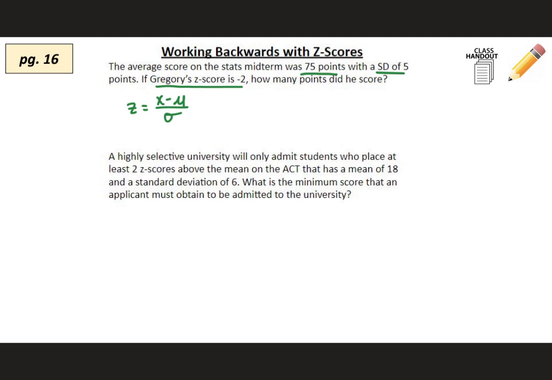In this particular problem, the information we have is a little different. We have the z-score, which is -2. We have the mean, which is 75. And we have the standard deviation, which is 5. We are solving for our data value, our data point, which is x. So we're going to fill in everything we know. It's going to be -2 equals x minus 75, divided by 5.